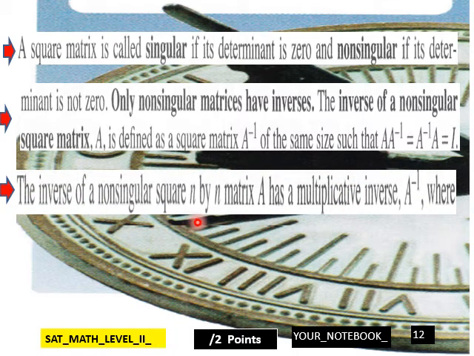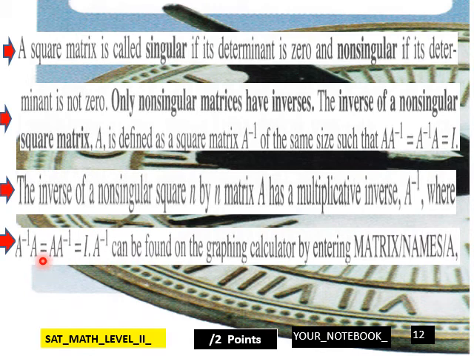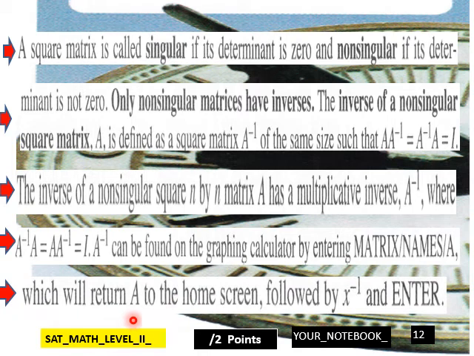The inverse of a non-singular square n by n matrix A is a multiplicative inverse, where the inverse of A times A will equal A times the inverse of A, which will equal an identity. The inverse of A can be found on the graphing calculator by entering the matrix names menu and then A, which returns A to the home screen, followed by the inverse key x and enter. So there are different ways you can work with this using your calculator.